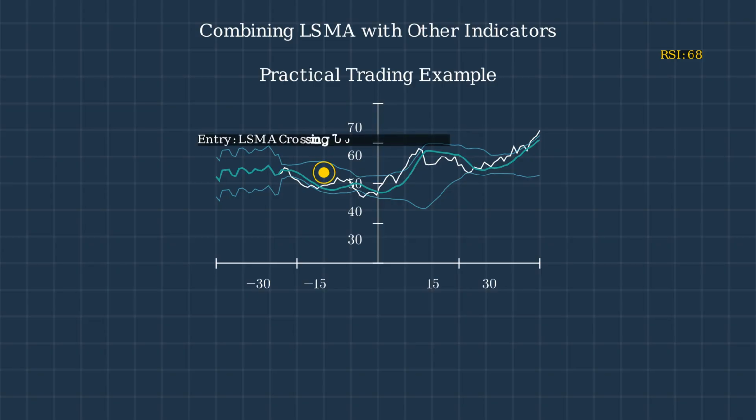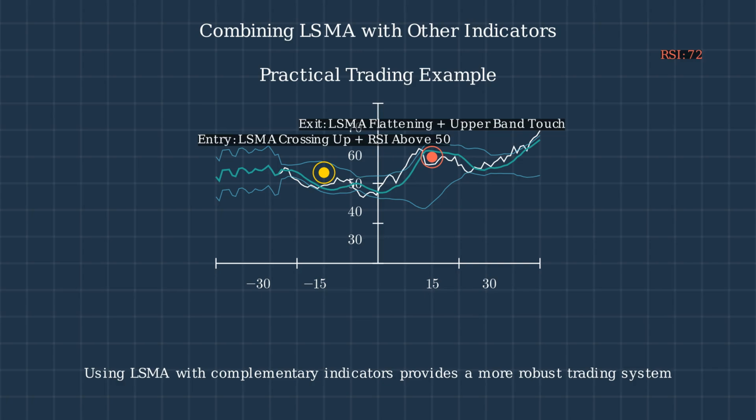This point shows an ideal entry signal where LSMA turns upward, price is near the lower Bollinger Band, and RSI confirms positive momentum. Later, we see an exit signal as the LSMA begins to flatten, price touches the upper Bollinger Band, and RSI shows potential overbought conditions. By combining LSMA with complementary indicators, traders can build a more robust system that provides clearer signals and reduces false alarms.